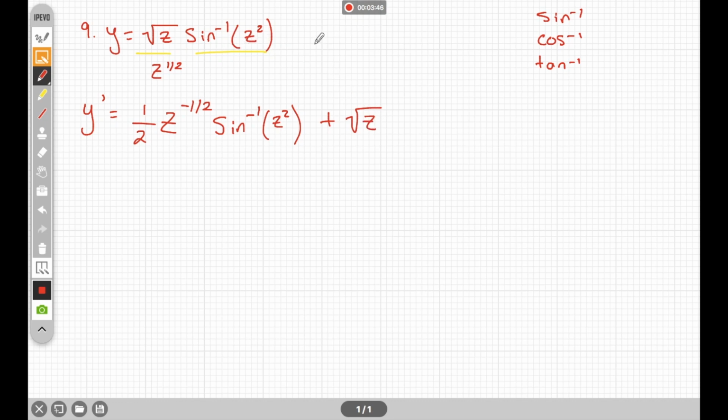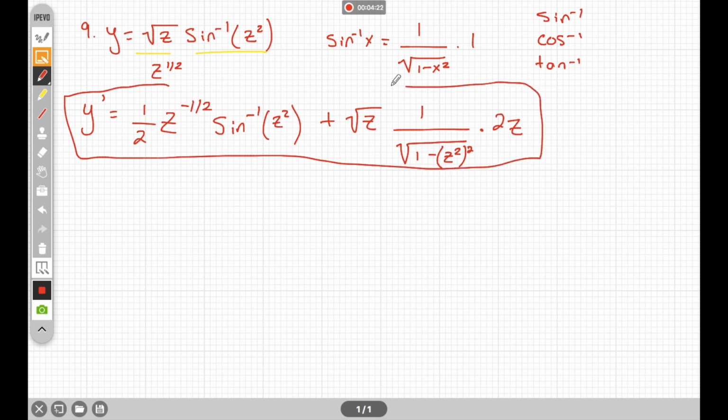Derivative of the second term, well, the derivative of sine inverse of x is 1 over the square root of 1 minus x squared. But if this is anything other than x, we have to multiply by the derivative of that function. Here the derivative of x is just 1. So when I do this, the sine inverse of z squared is going to be 1 over the square root of 1 minus z squared squared times the derivative of z squared, which is 2z. And there's your answer. Don't forget the chain. Anything other than just x or just a variable is going to have a chain rule. So watch out for that.